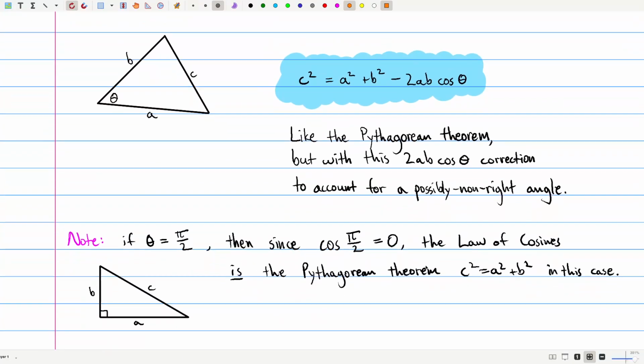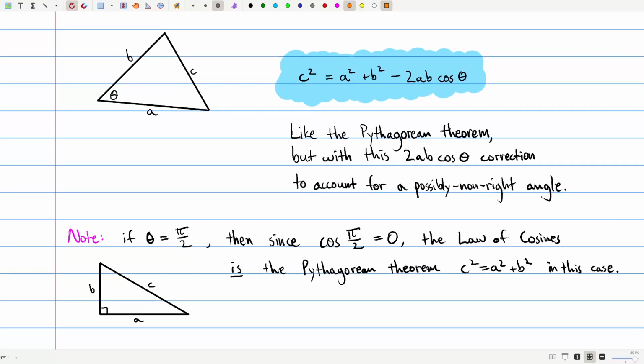So it's good to work out exactly in which way it's like the Pythagorean theorem, so let's start with that. If theta is pi over 2, which is to say that theta is a 90-degree angle, then since the cosine of pi over 2 is 0, this entire 2ab cosine theta term cancels out. And so the law of cosines in this case is the Pythagorean theorem, c squared equals a squared plus b squared.